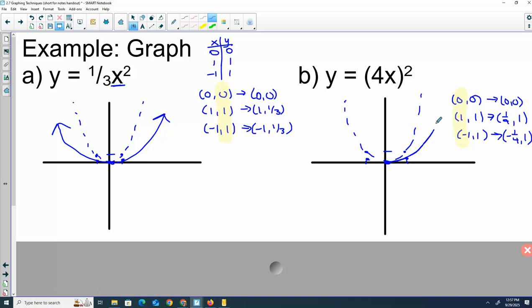And these two graphs end up looking pretty similar, don't they? Vertically shrinking and horizontal stretching look very similar. You do have to have at least 3 points on both the original and the parent function. Let's try C together.